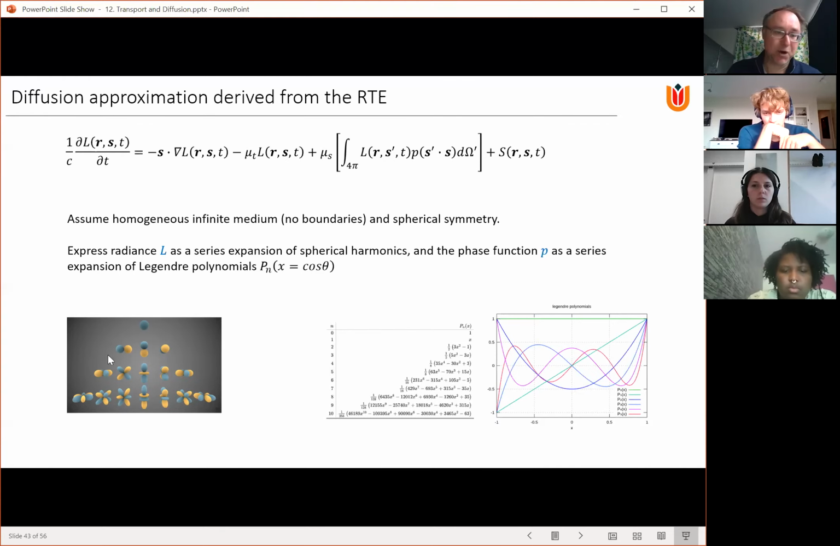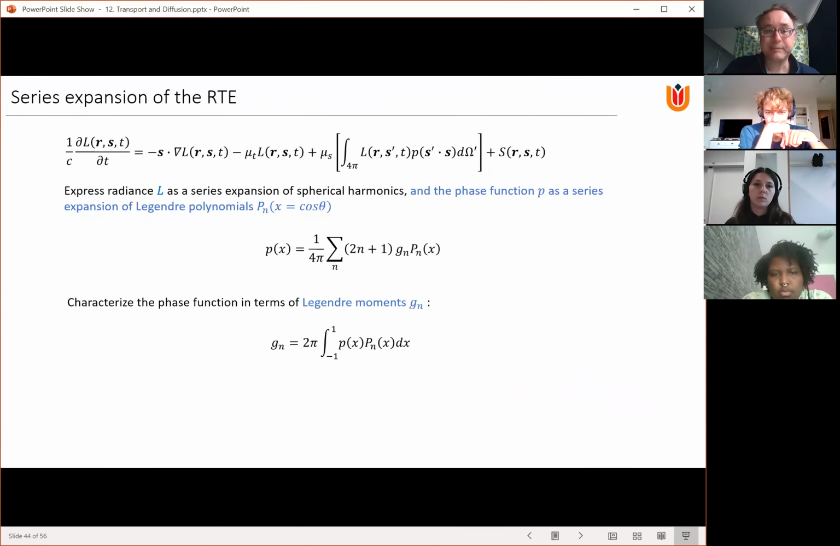So the spherical harmonics are these functions here. You basically build up the radiance as a sum of all of these components. And for the phase function, these are the Legendre polynomials. There too, you just write the phase function as a series expansion of these polynomials. If you do that, a simple expression for the radiance is not there, so I'm not going to bother with that. It is worthwhile to look a little bit closer at how that looks for the phase function.